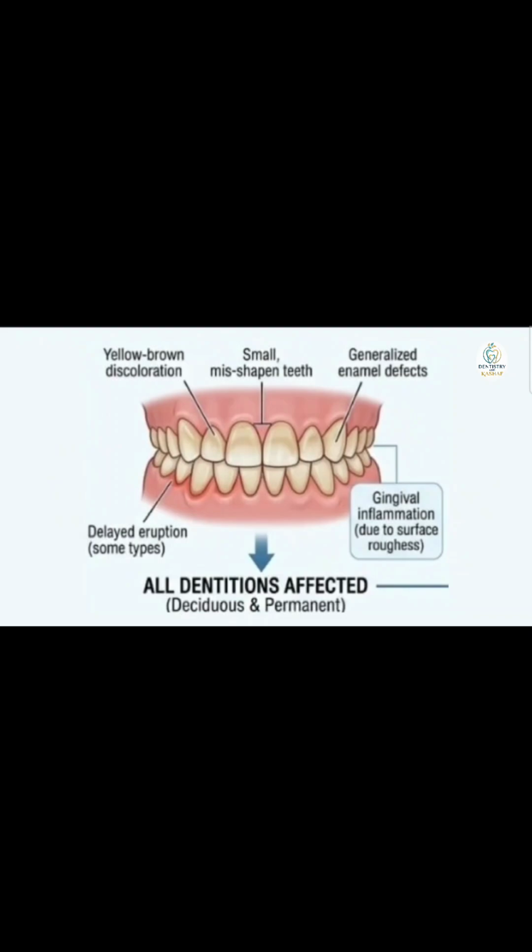What are the clinical features of this condition? There will be yellow-brown discoloration of the teeth, and small misshapen teeth will be present, irregular and not normal. Generalized enamel defects are present, meaning all the teeth are involved. There is gingival inflammation due to surface roughness, a condition in which the gingiva is inflamed, reddened or swollen. There will be delayed eruption of some permanent teeth because the deciduous dentition was affected. And the funny thing is that it can affect both deciduous and permanent teeth.